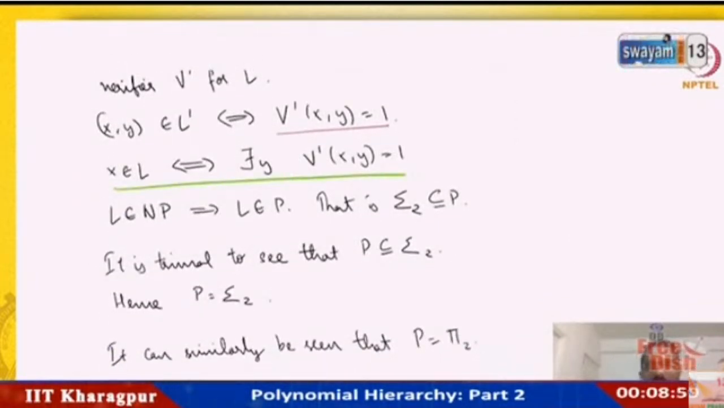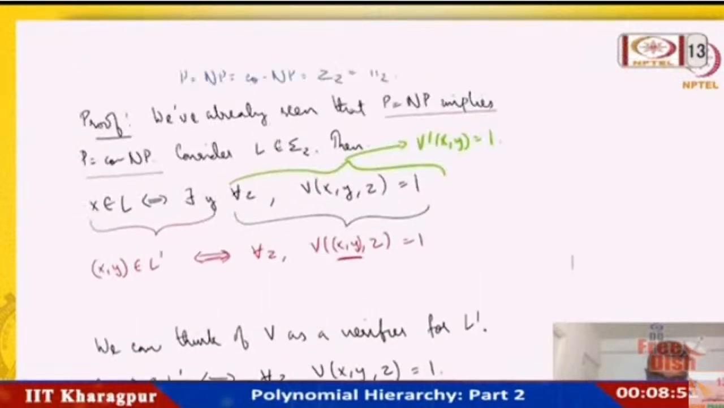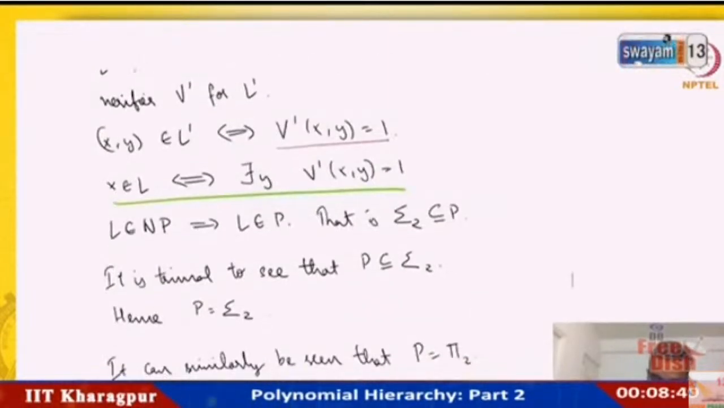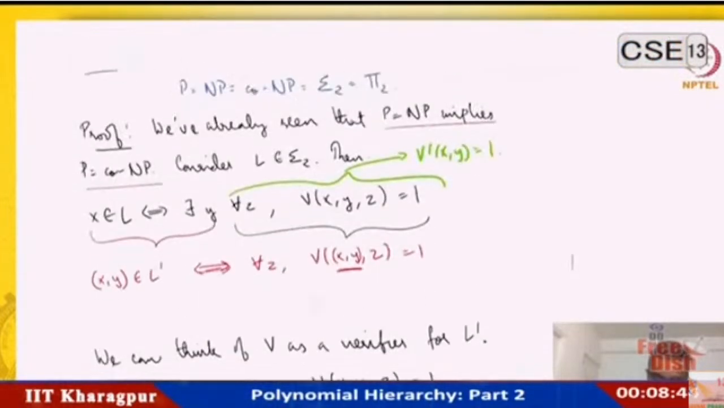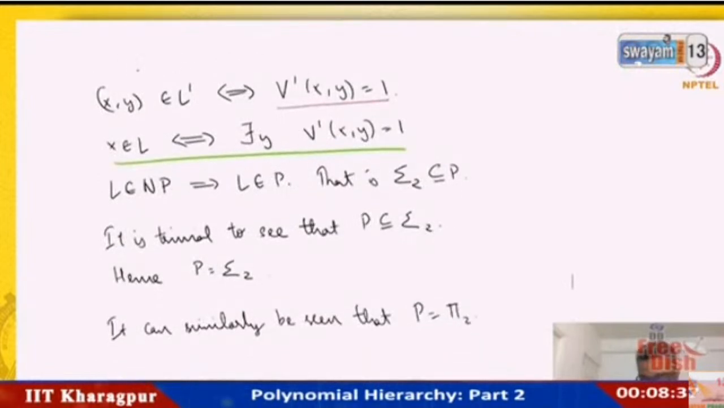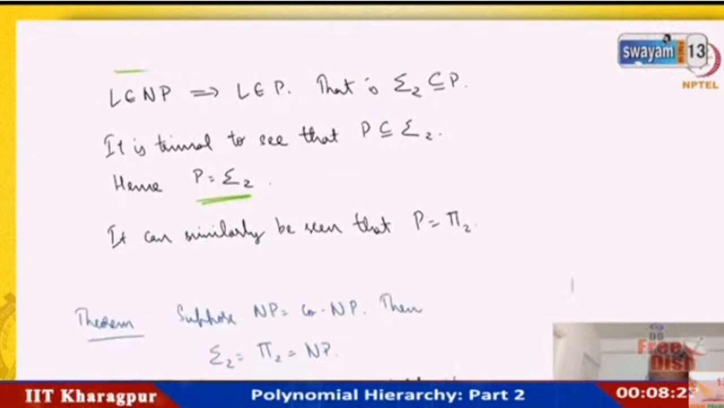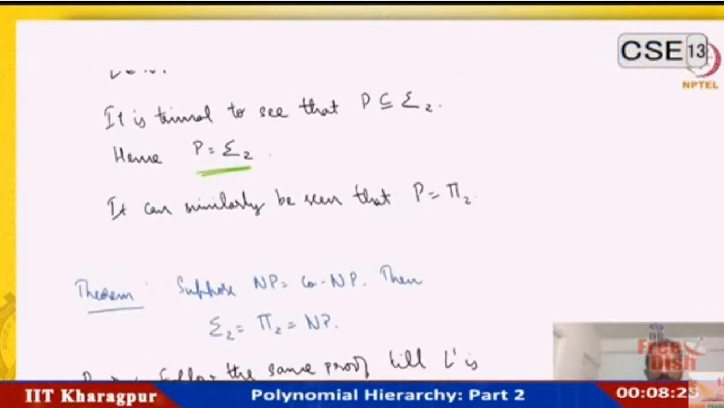Which means now it's an NP type characterization. It's just an existential quantifier, which means L is in NP. So we started with the assumption that L is in sigma 2, and we've reached L is in NP, by assumption NP is equal to P. So which means L is in P, which means sigma 2 is contained in P, and the other direction is easy to see. We have already mentioned that, which means P is equal to sigma 2. And similarly, you can show P equal to pi 2 also.